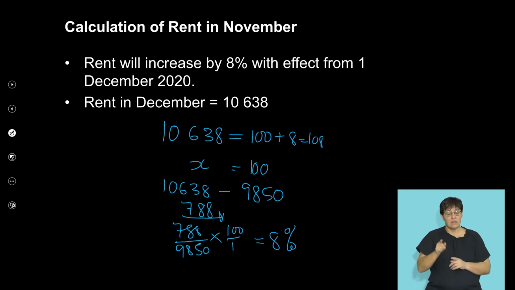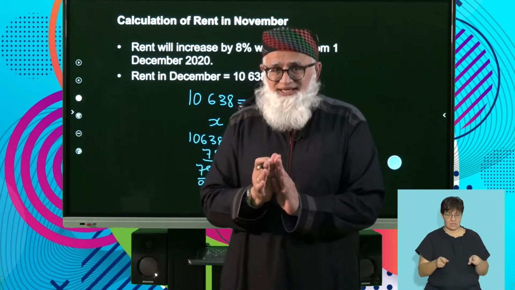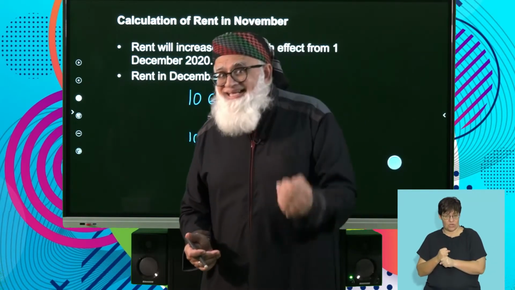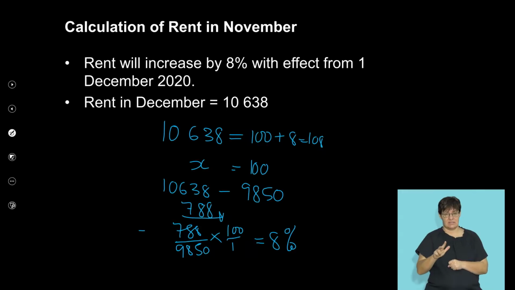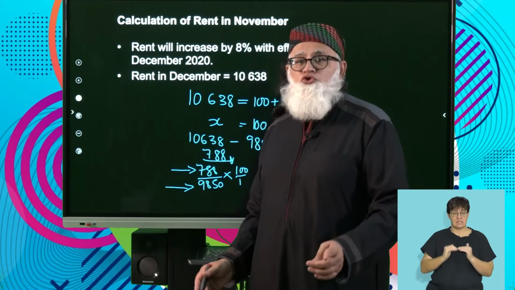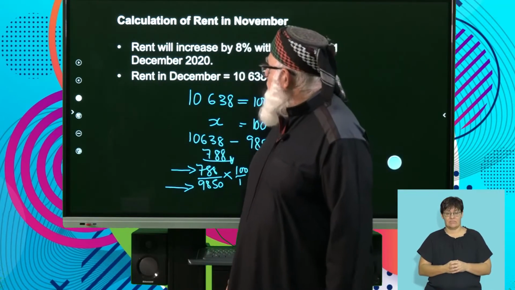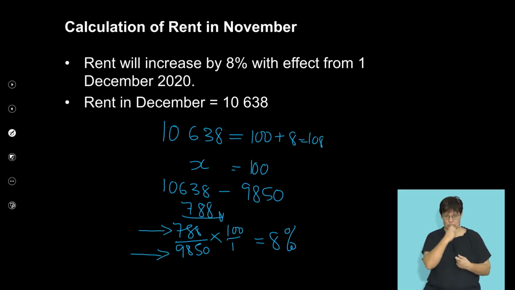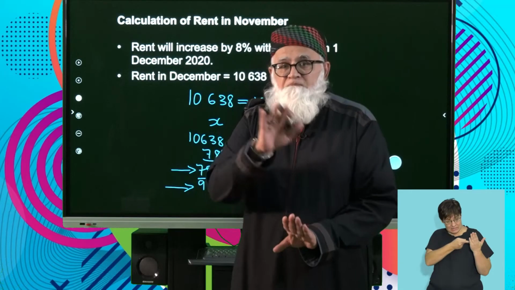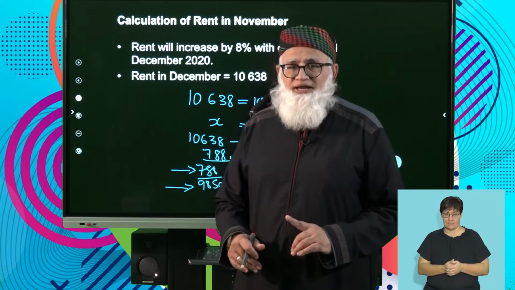Clearly you can see that this type of question expects you to first work out the difference between the 2 years and then take the difference over the base year. Take the difference, which was 788, over the base year. That means the starting figure, and then multiplied by 100/1 to give you the percentage increase in your rental. Okay, so these are types of questions that you will have to work out in the exams. So look at the information that's provided to you, and based on that information, give the correct answer.